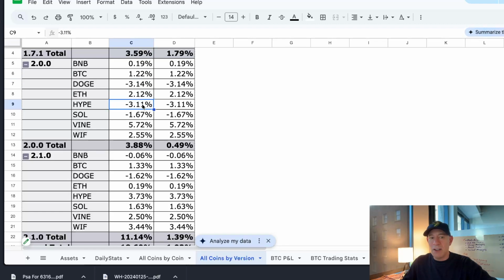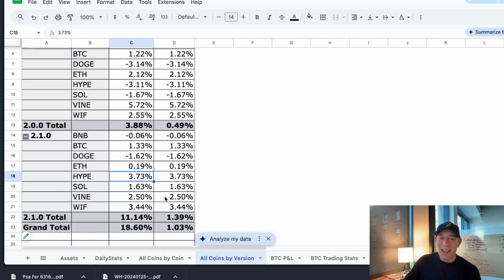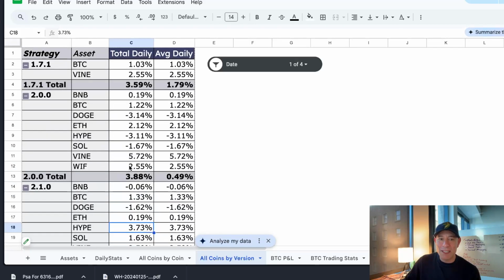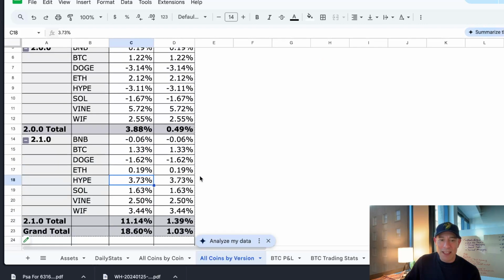So very interesting here. Hype on the 2.0 version got stopped out, but on the 2.1 version, it ended up killing it. So I am very curious to see how, as we collect some more data here, how these things are going to diverge as far as the results go. So cautiously optimistic about the comparison between 2.1 and 2.0. We'll see if this kind of trend holds.